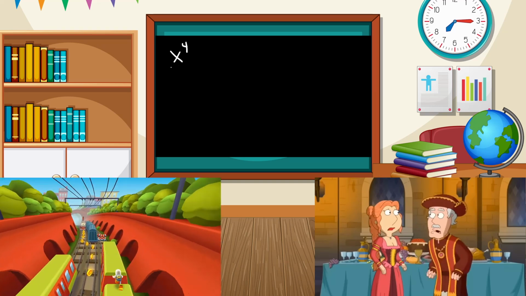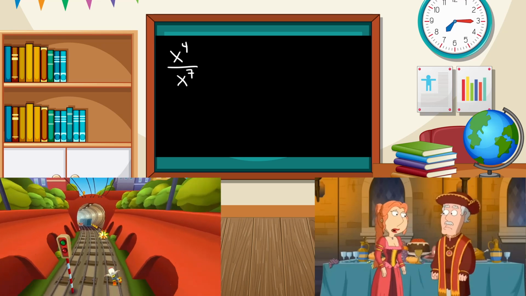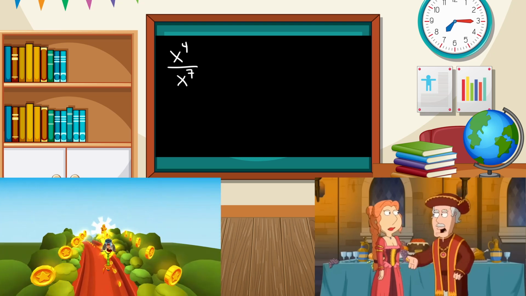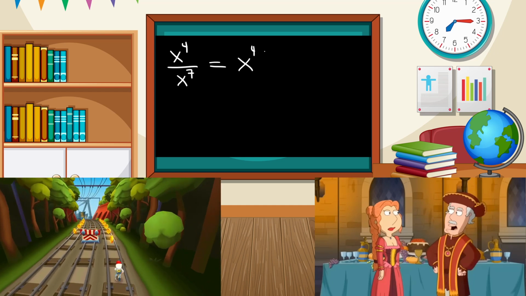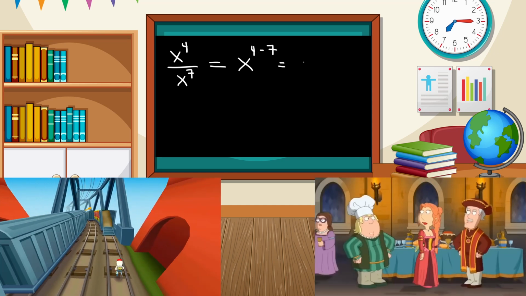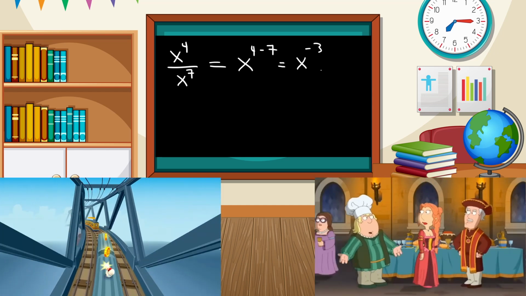Now what if the exponent in the denominator of the fraction is greater than the exponent in the numerator of the fraction? What should we do in this case? If we subtract it, starting from the one on top, it's going to be 4 minus 7, and this will give us a negative number. So what does that mean?